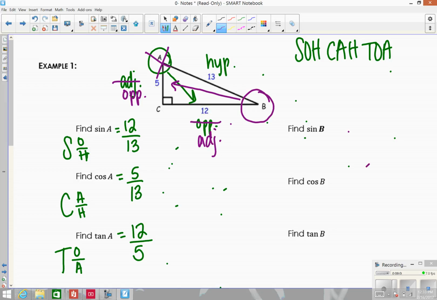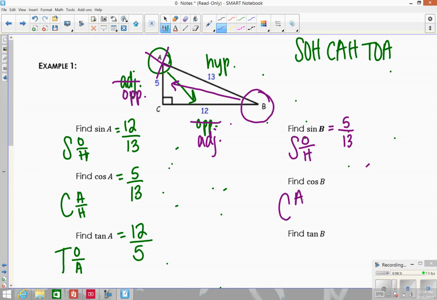So sine is O over H. So opposite is 5 over the hypotenuse, 13. So when I say sine of B, I'm saying tell me the ratio between the opposite side and the hypotenuse with respect to angle B. If I say sine of A, I mean tell me the opposite to the hypotenuse with respect to angle A. So see how those are different answers? It's because I'm switching my acute angles.